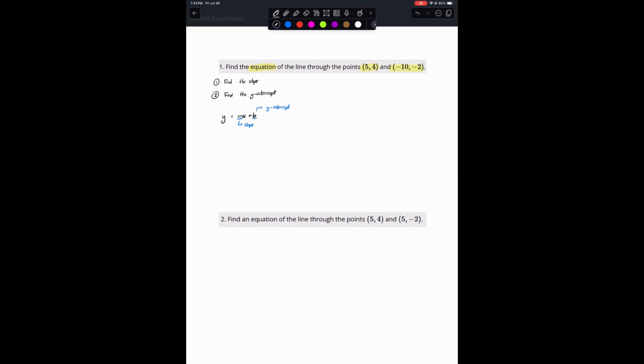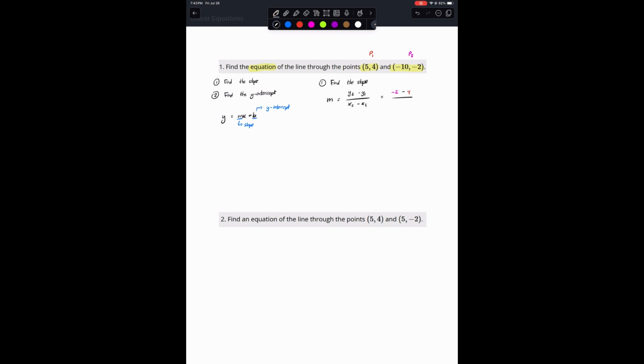Okay, so finding the slope is our first step. You need to remember the slope formula, which is y2 minus y1 over x2 minus x1. It does not matter which point is 1 and which point is 2, but make sure you don't mix them up. So I would say this is point 1, and this is point 2. So I get negative 2 minus 4, right?